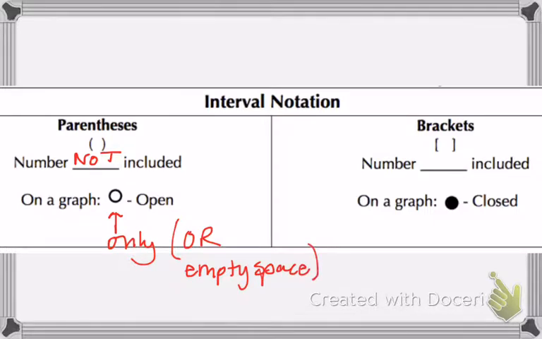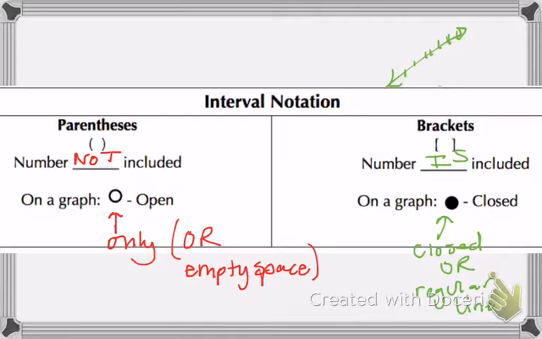Brackets we use if the number is included, where if we have a closed circle or just a regular line. So for example, if I draw this line right here, then this point right here is included, or here is included, included. All of these points along the line are included, so those would be brackets.